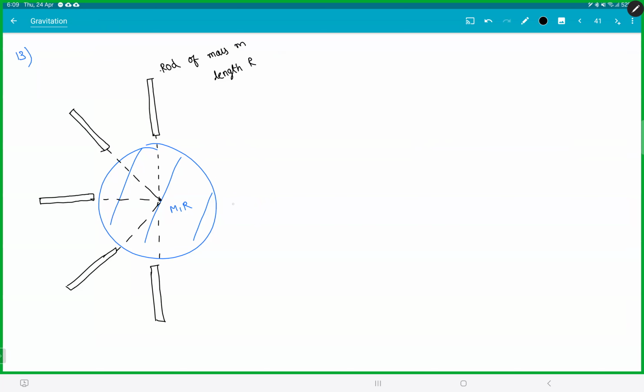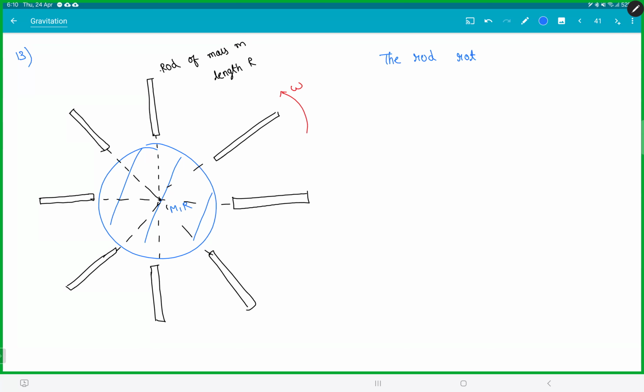So there, you got the idea. I should have drawn them a little farther apart. I have to draw too many now. So this thing is going like this. This rod is always radial and this whole thing is rotating with omega. The rod rotates just above the planet, such that it is always radial.